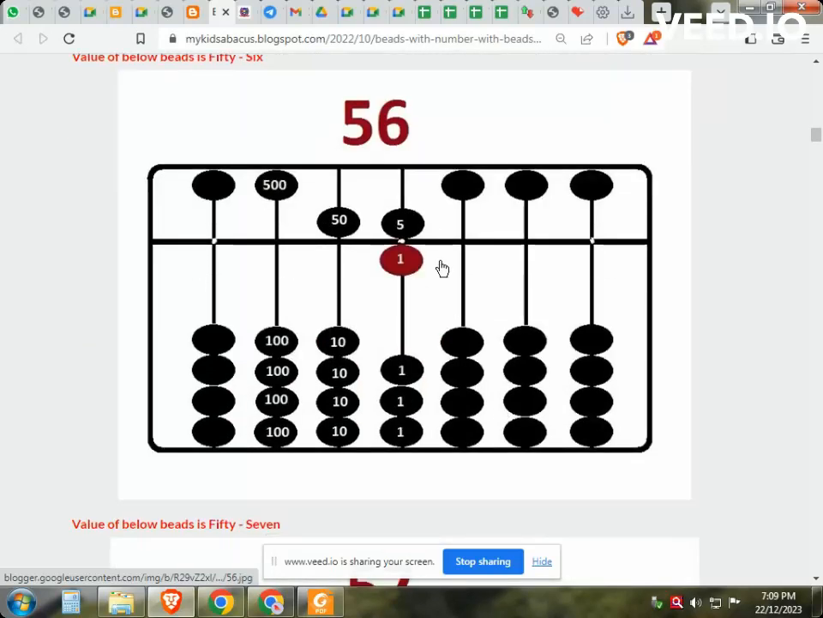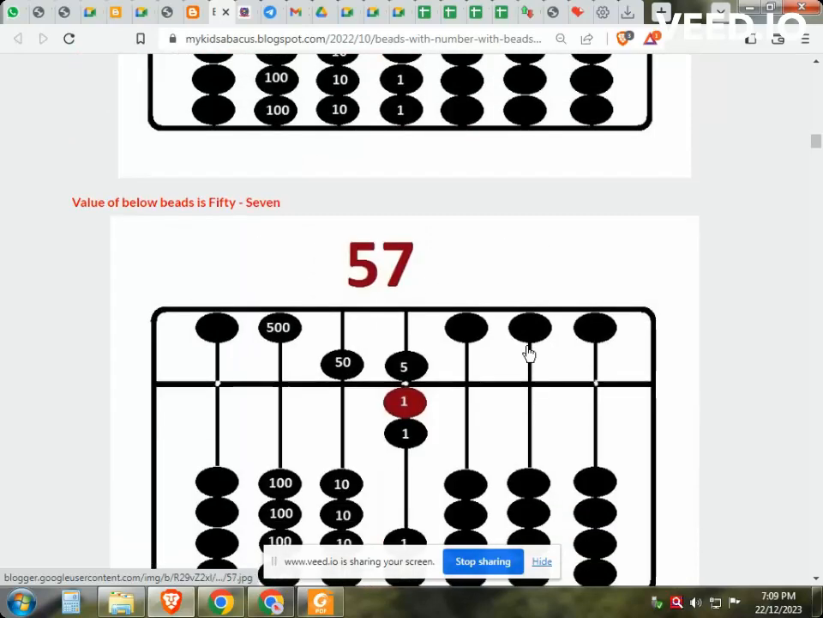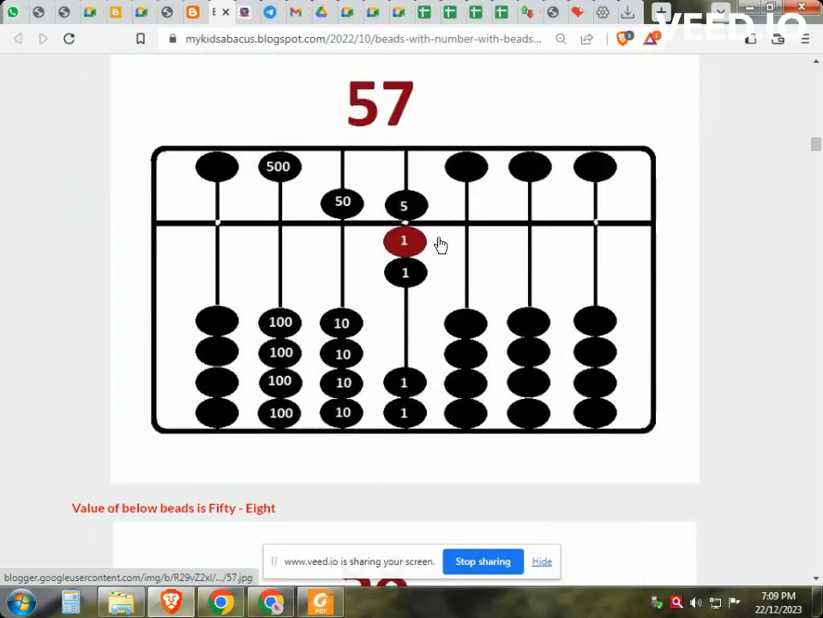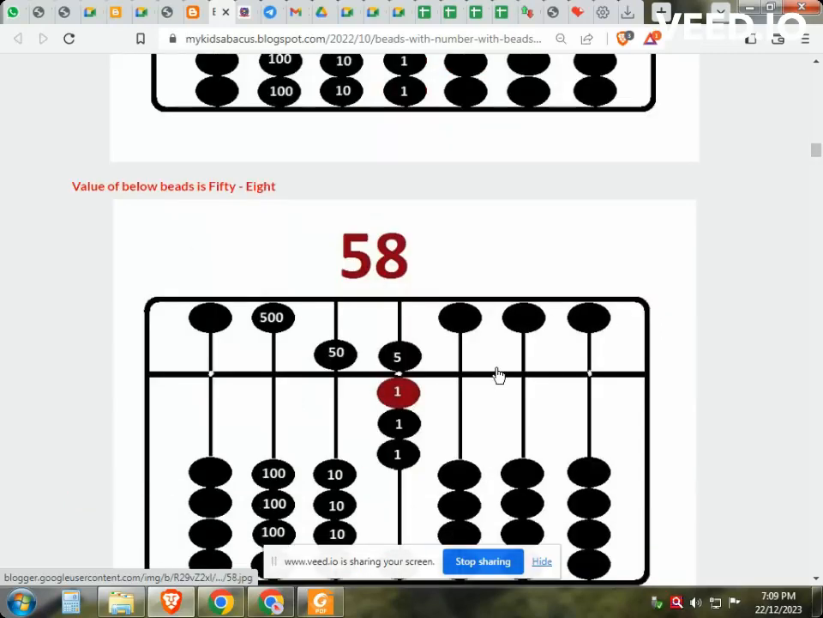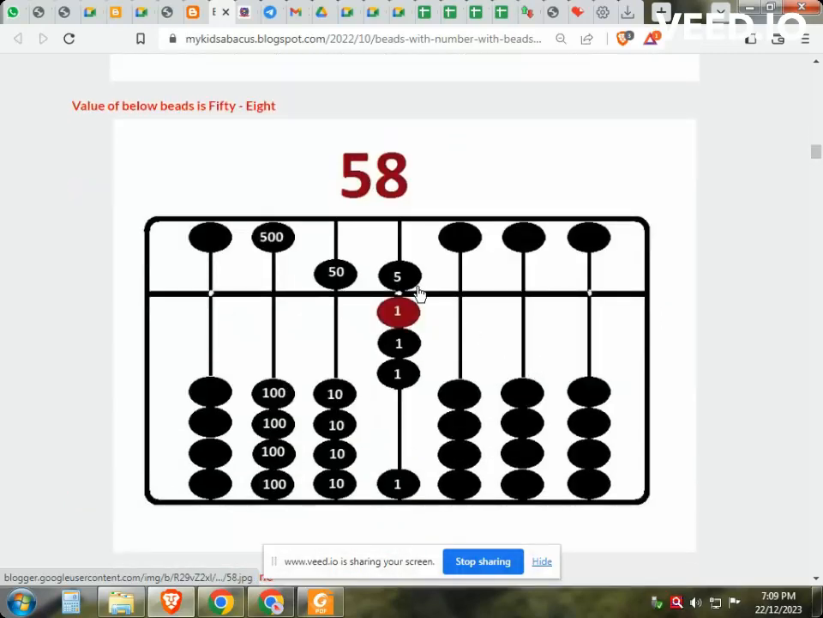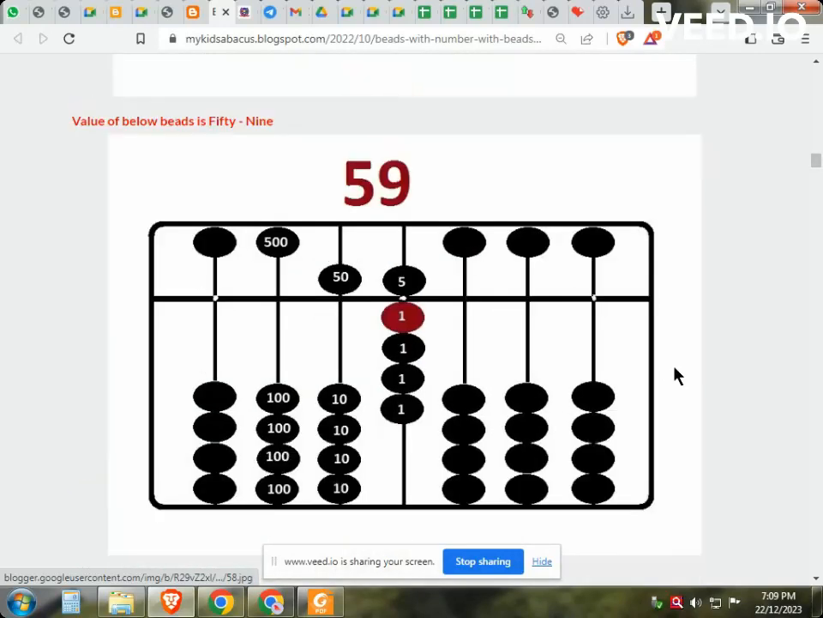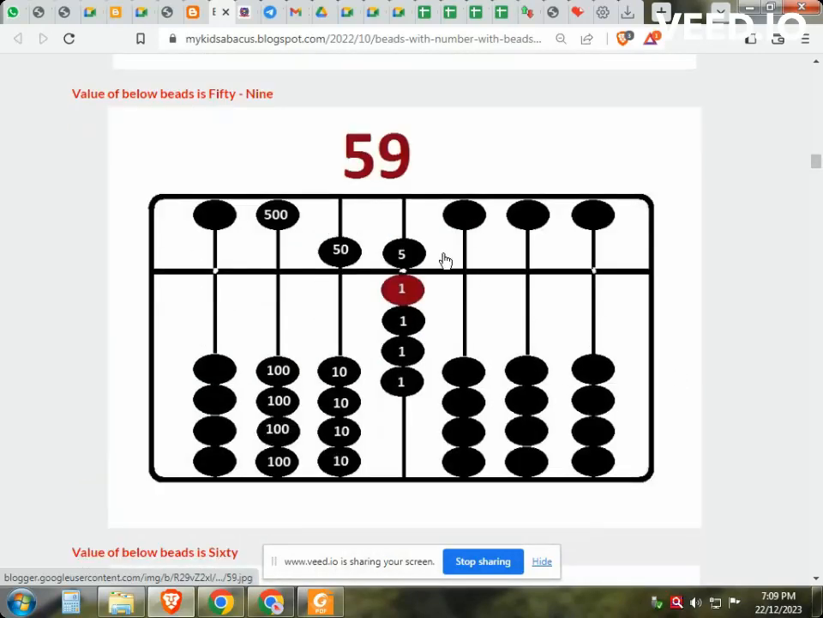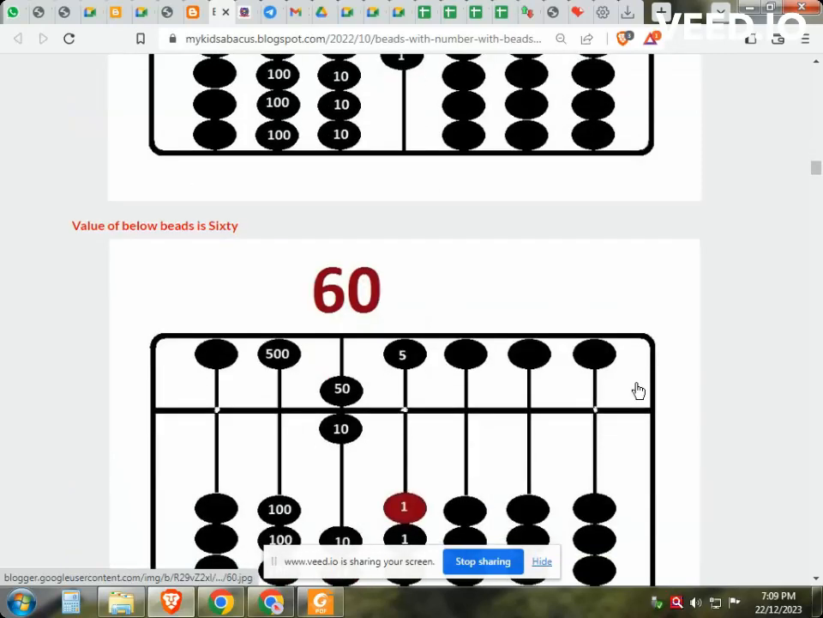55. Now this is 56. 5 plus 1, 6, and 50 plus 6, 56. We added 57 like this. 5 plus 2, 7, 50 plus 7, 57. We added 58 like this. 5 plus 3, 8, 50 plus 8, 58. We added 59 like this. 5 plus 4, 9, 50 plus 9, 59.